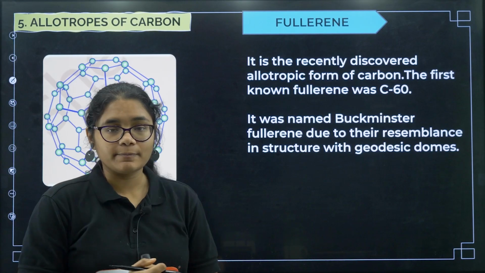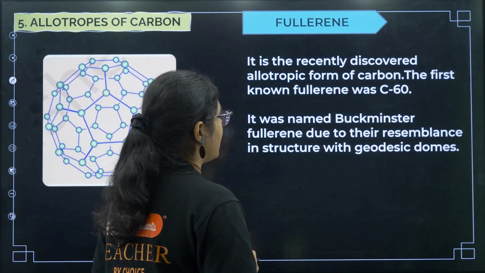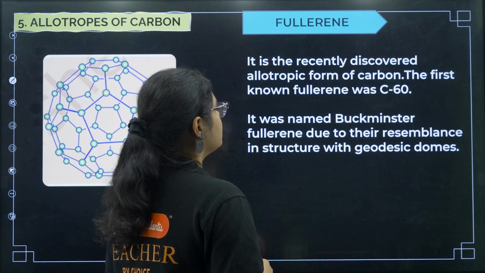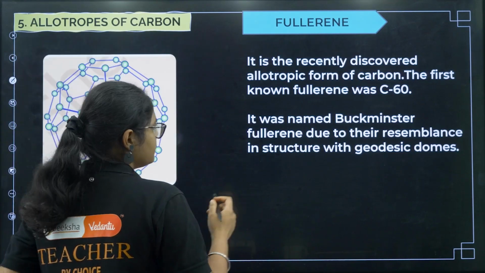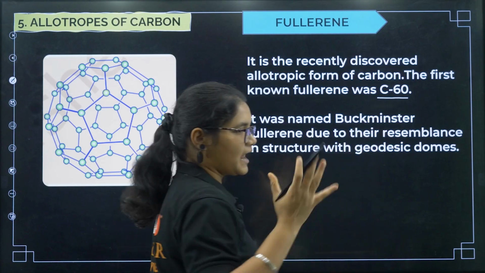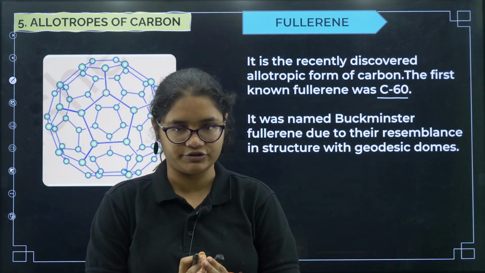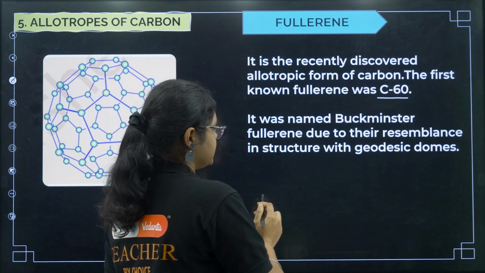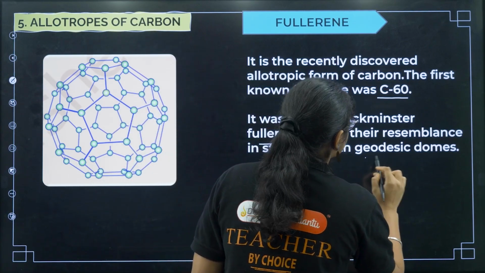Next, allotrope is called fullerene. Fullerene is the recently discovered allotropic form of carbon. The first known fullerene was known as carbon 60. In fullerene, the carbon atoms form bonds in such a way as to form a spherical structure. It was named Buckminster fullerene due to its resemblance in structure to geodesic domes.